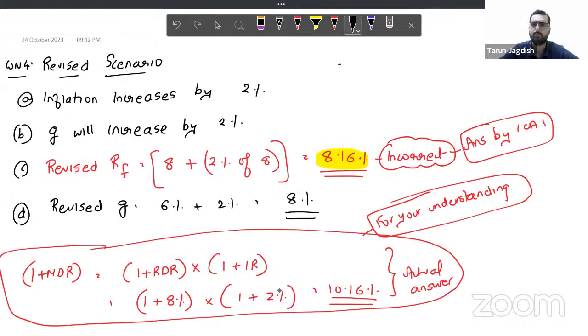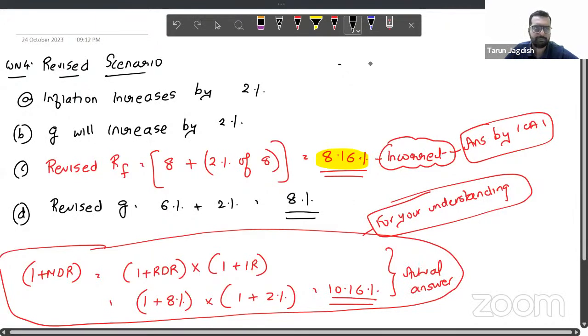We are done with this question. I'll give you a minute. Can you scribble down this in your books? I'll just get some water and come back.